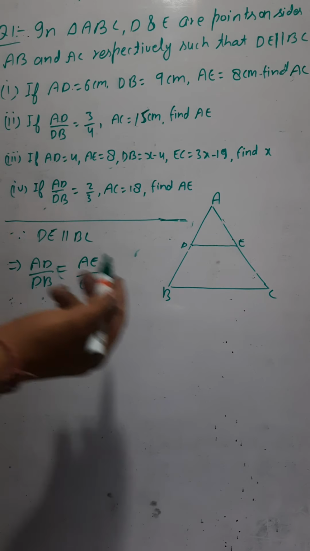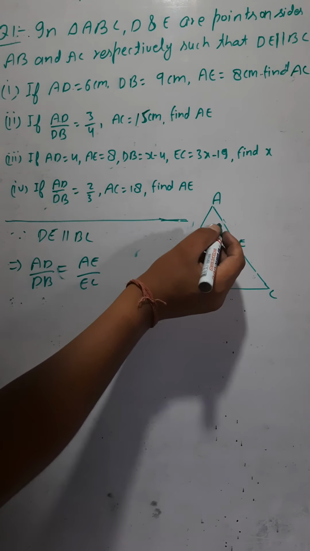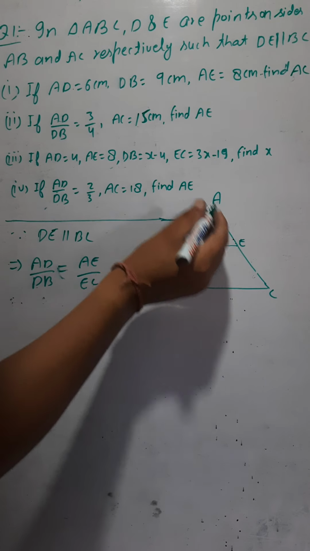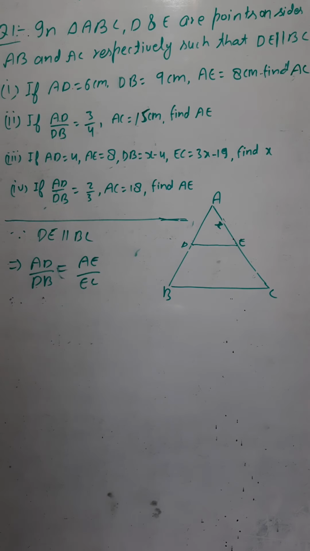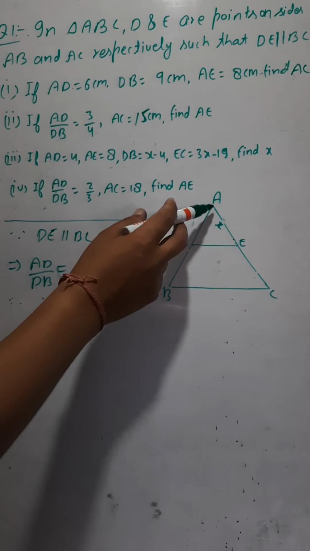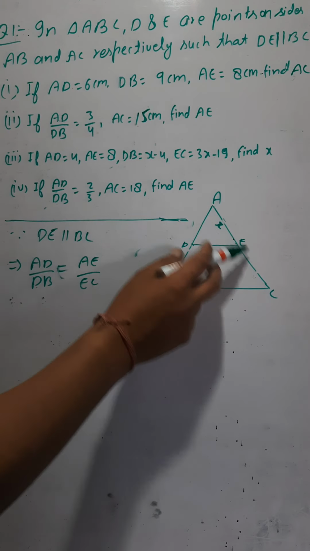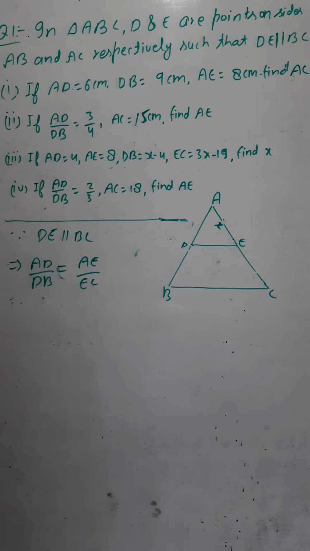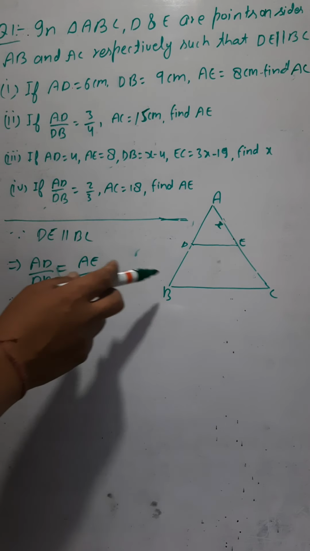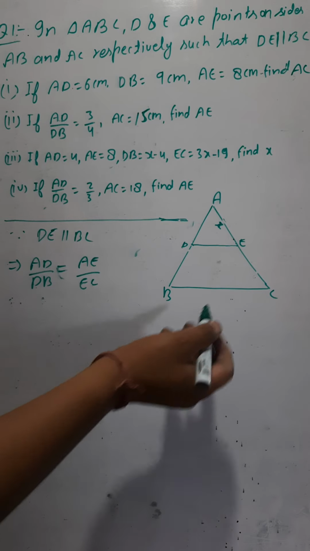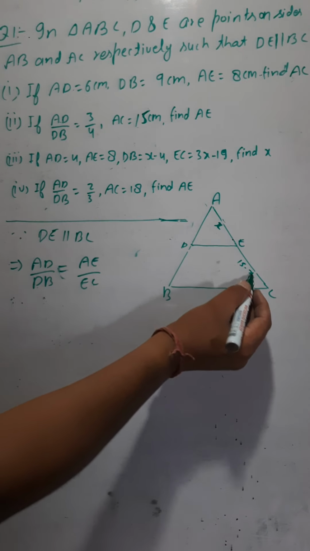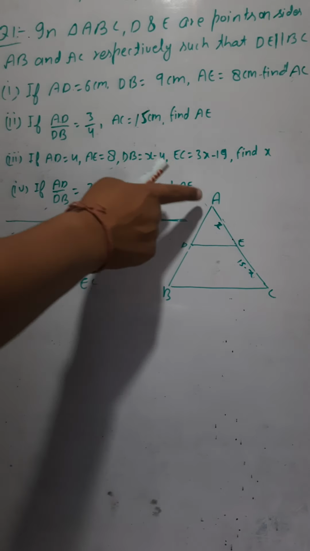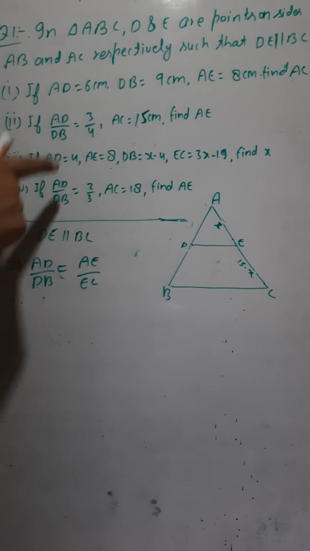Now in this case, we would assume AE, let's say AE is X. So if AE is X, how much would be EC? Can you tell me? As we know, AC, this complete length is 15 centimeter. So if this complete is 15 and this much is X, EC would be 15 minus X. And AD by BD you already have been given as 3 by 4.